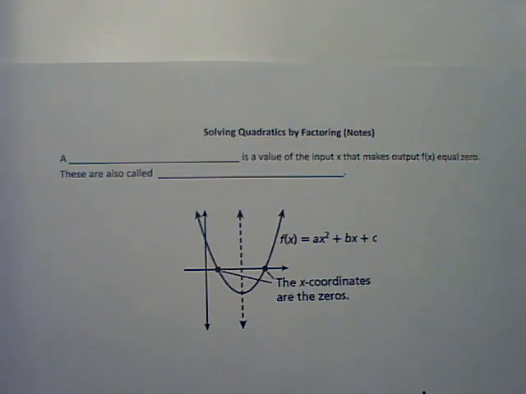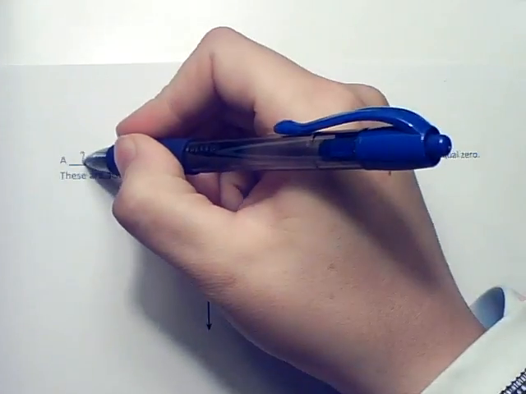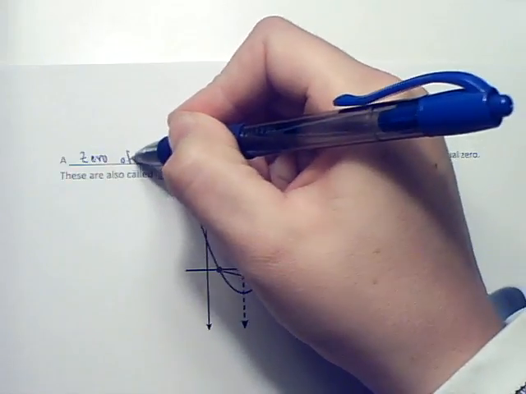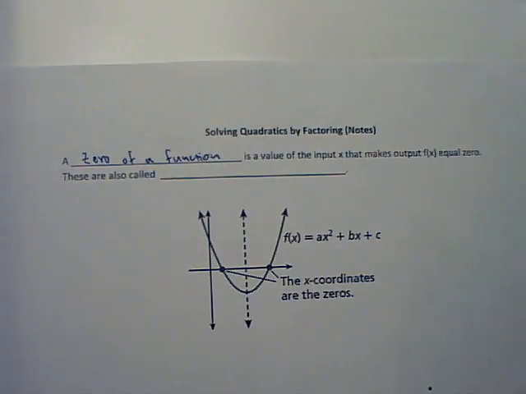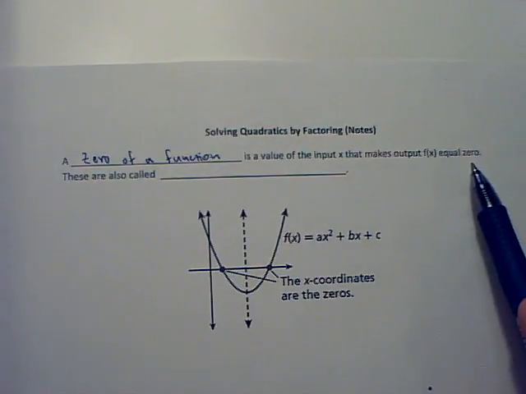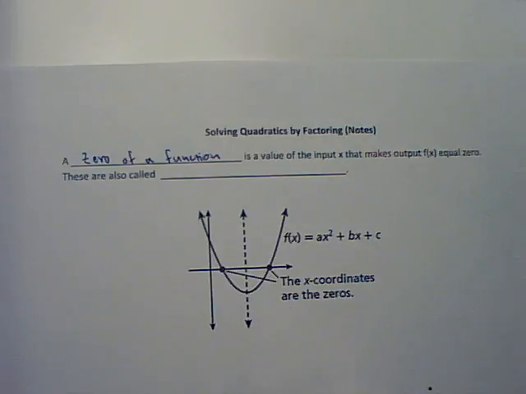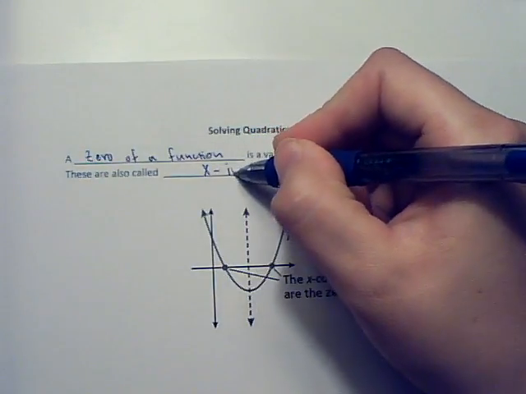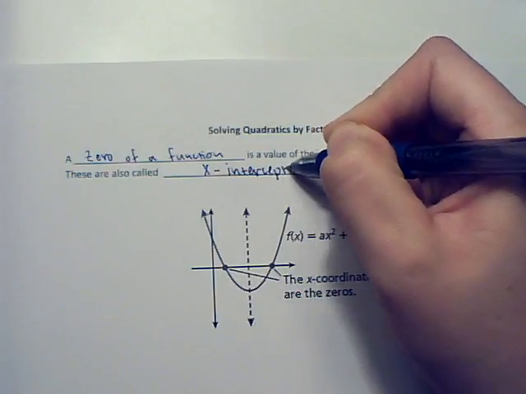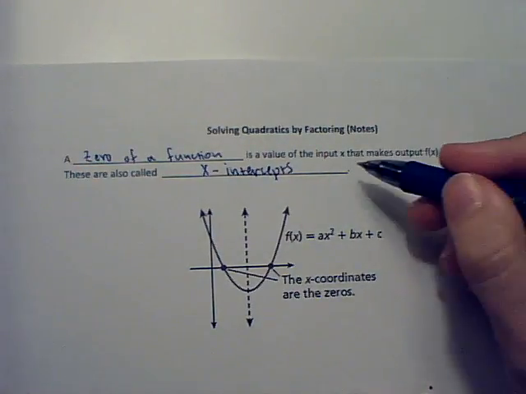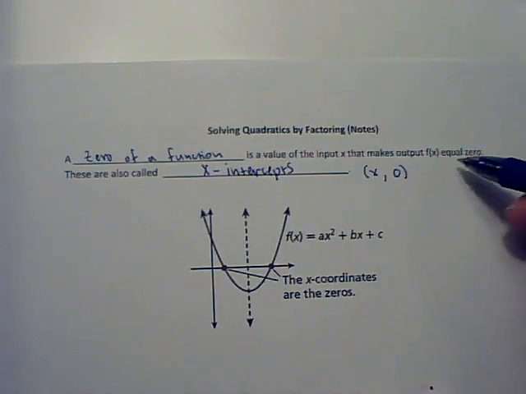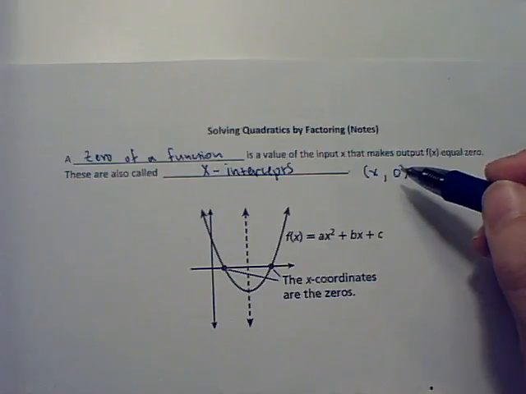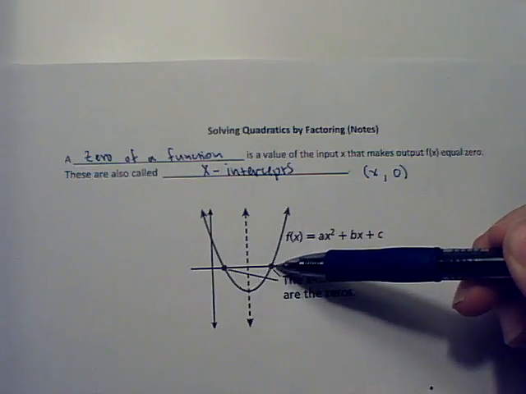So starting at the top of the notes here, filling in this blank, a zero of a function is what we're going to look at. A zero of a function is the value of the input x that makes the output equal to 0. These are also called x-intercepts. Think about that in terms of an ordered pair. Whatever we input for x, and we get 0 as y, that's going to be an x-intercept. Graphically, it would be where the values cross the x-axis.